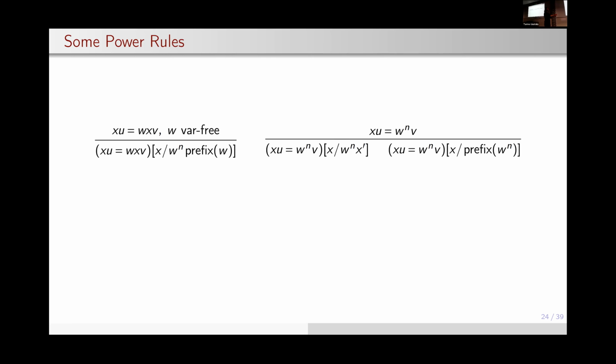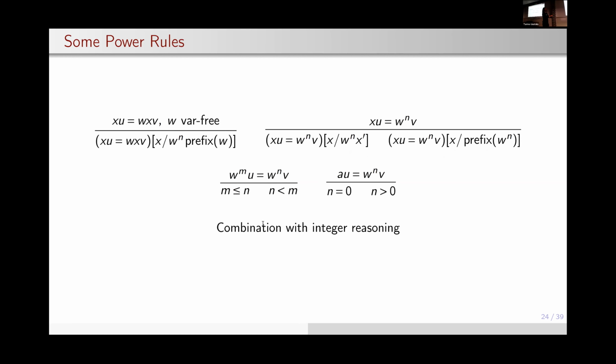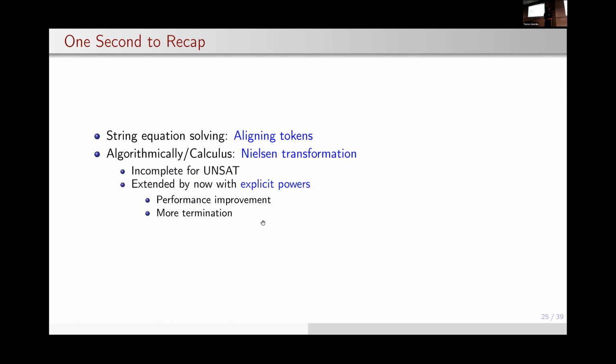But there is a part of the W to the power of N with the prefix of X. And you can also combine it. For example, if you're comparing here two power terms, well, we can just split on the integer level which of the powers is higher. Similar if we want to unwind it here. However, this requires us to have some combination with an integer reasoning, which I will not discuss.